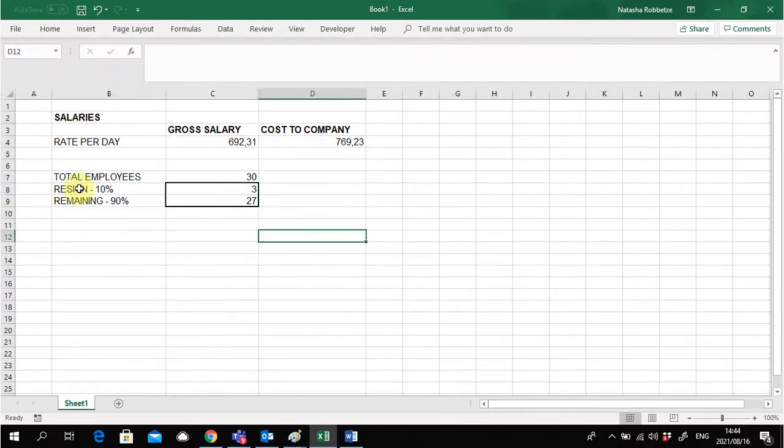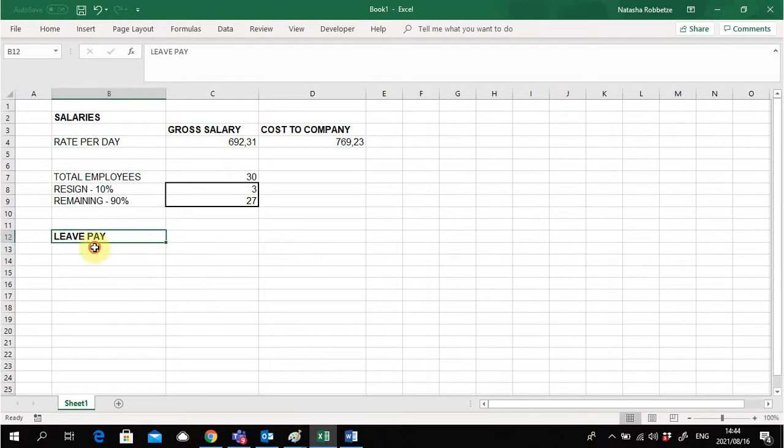Right, now in calculating our leave pay, we're going to say that we need to do a calculation based on those who are resigning and those who are remaining. So for those who are resigning, I believe it is 3 people in total, and we're going to multiply that by the 5 days, which is the average leave not taken.